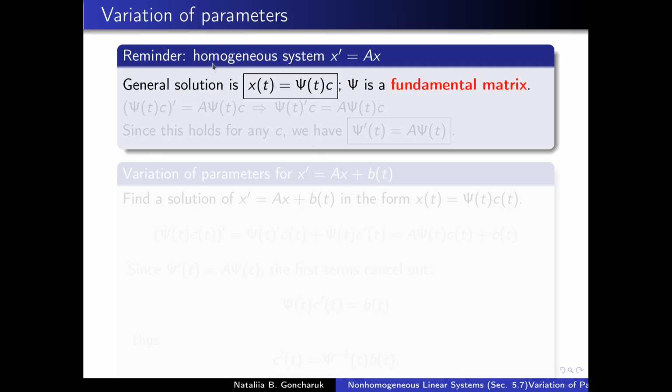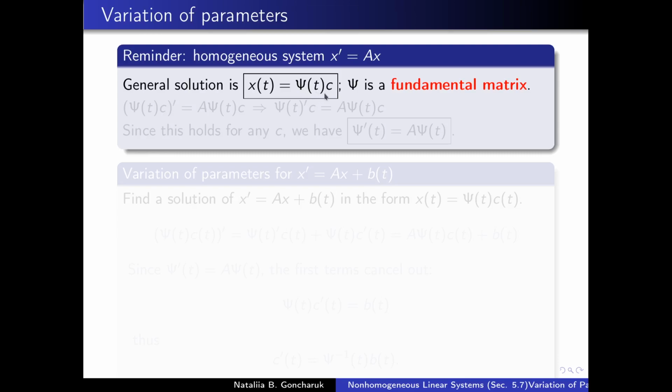First of all, we should start with a homogeneous system, so you should throw away this term B(t) and only look at x prime equals Ax. You know how to solve this using the eigenvalue method, and the short formula for the general solution is psi multiplied by constant vector c, where psi is a fundamental matrix.